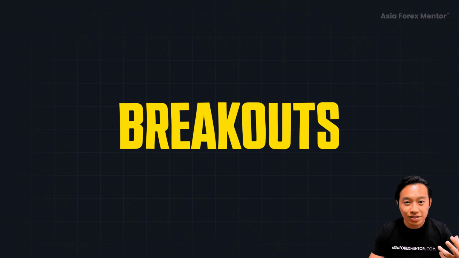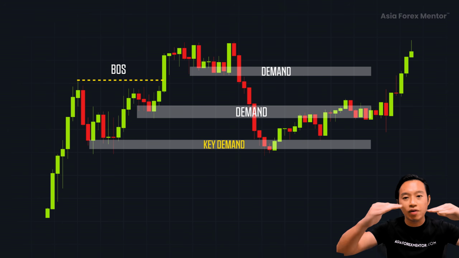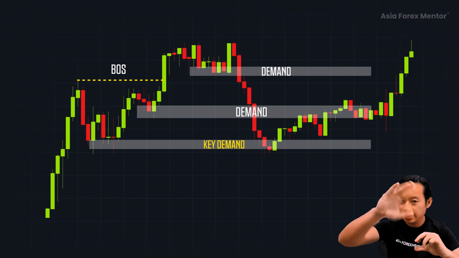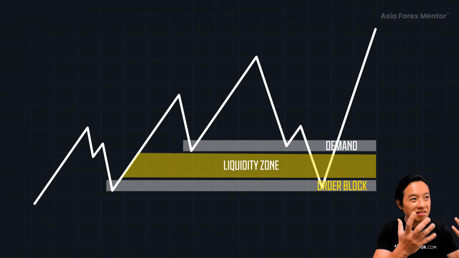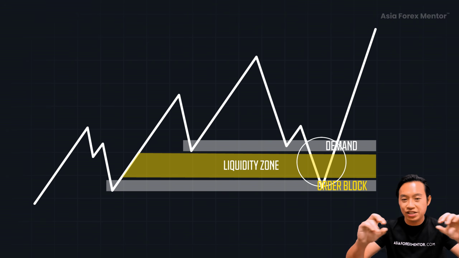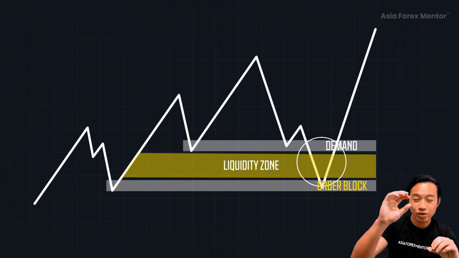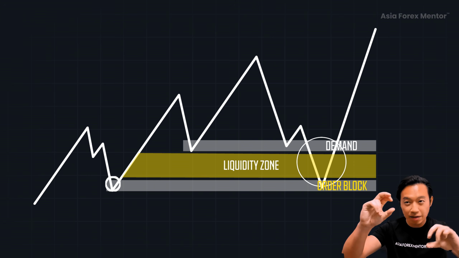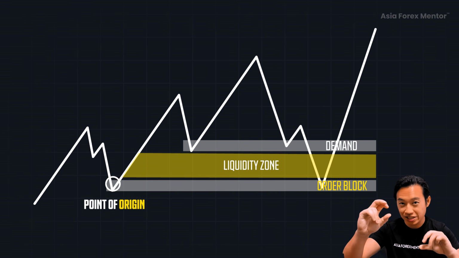Number 2, breakouts. The zone must lead to a clear structural break. You need to have a break of structure in the trend in order for it to be a valid order block. All right, this is easy, right? Number 3, liquidity. There are going to be stop hunts or liquidity grabs around all these zone areas. Which is why demand zones always have liquidity areas, and the key point of origin itself, which are the stronger zones.